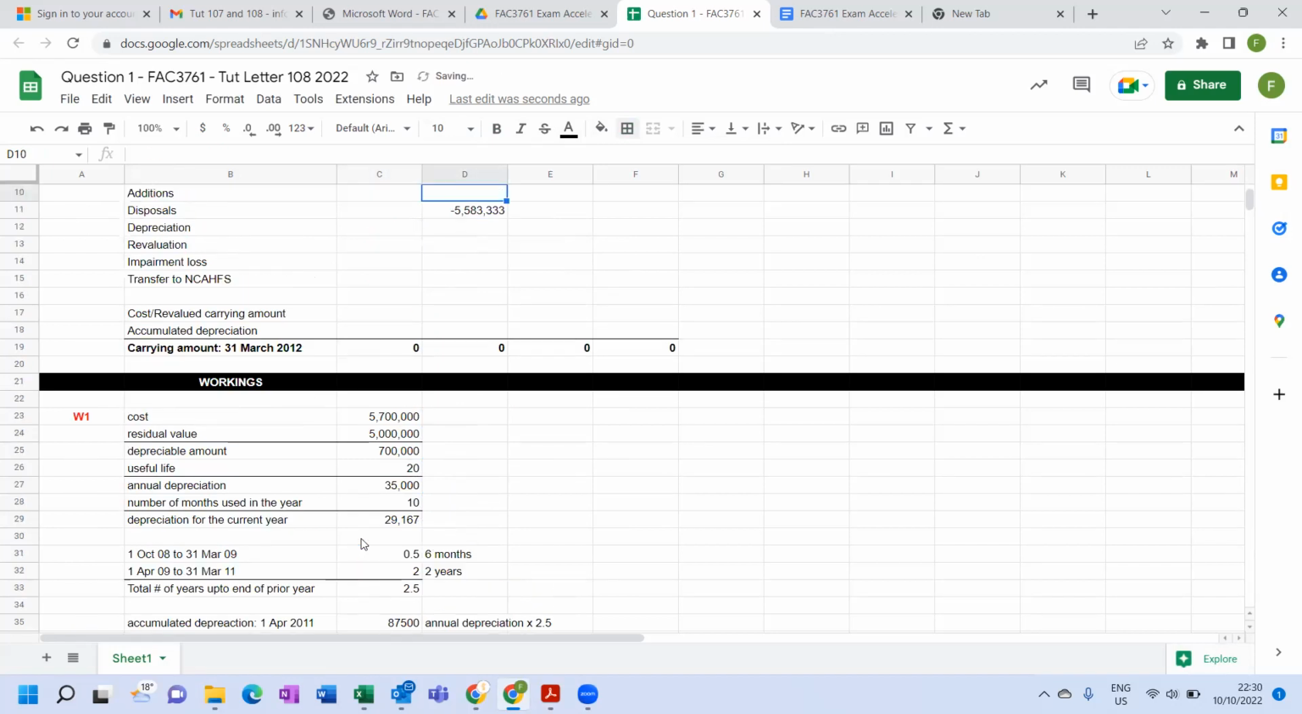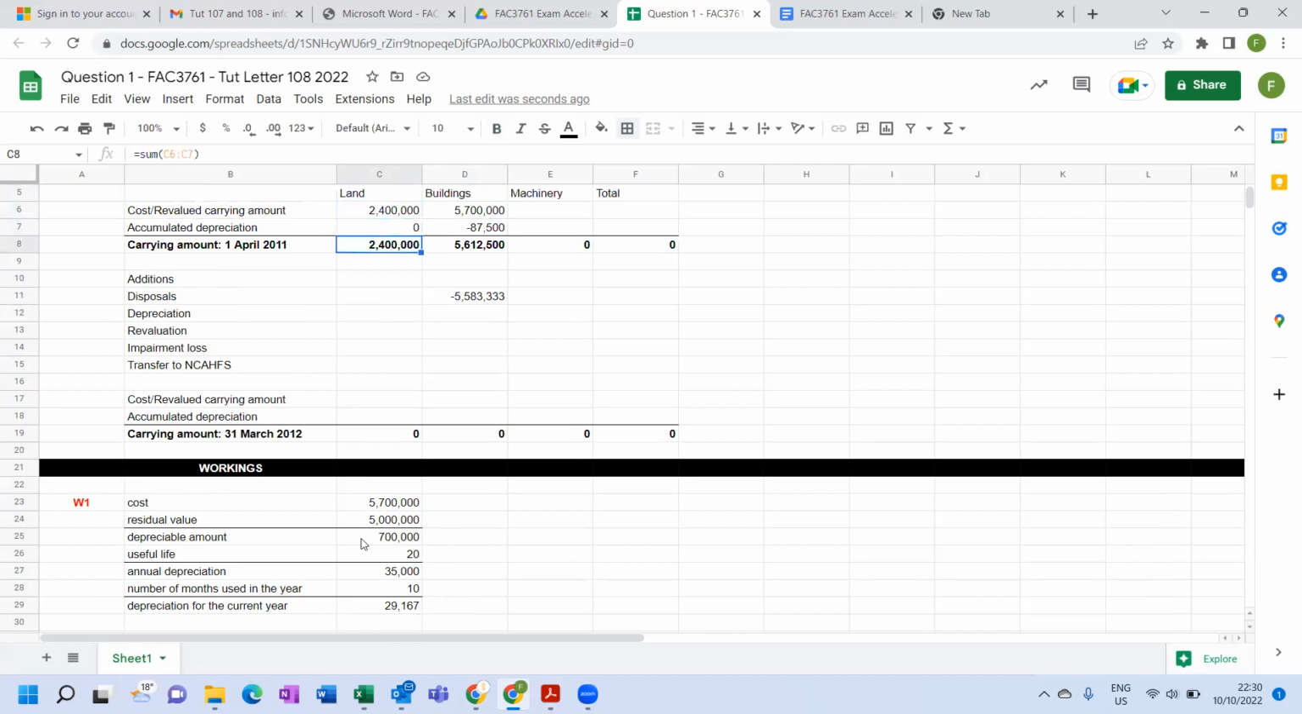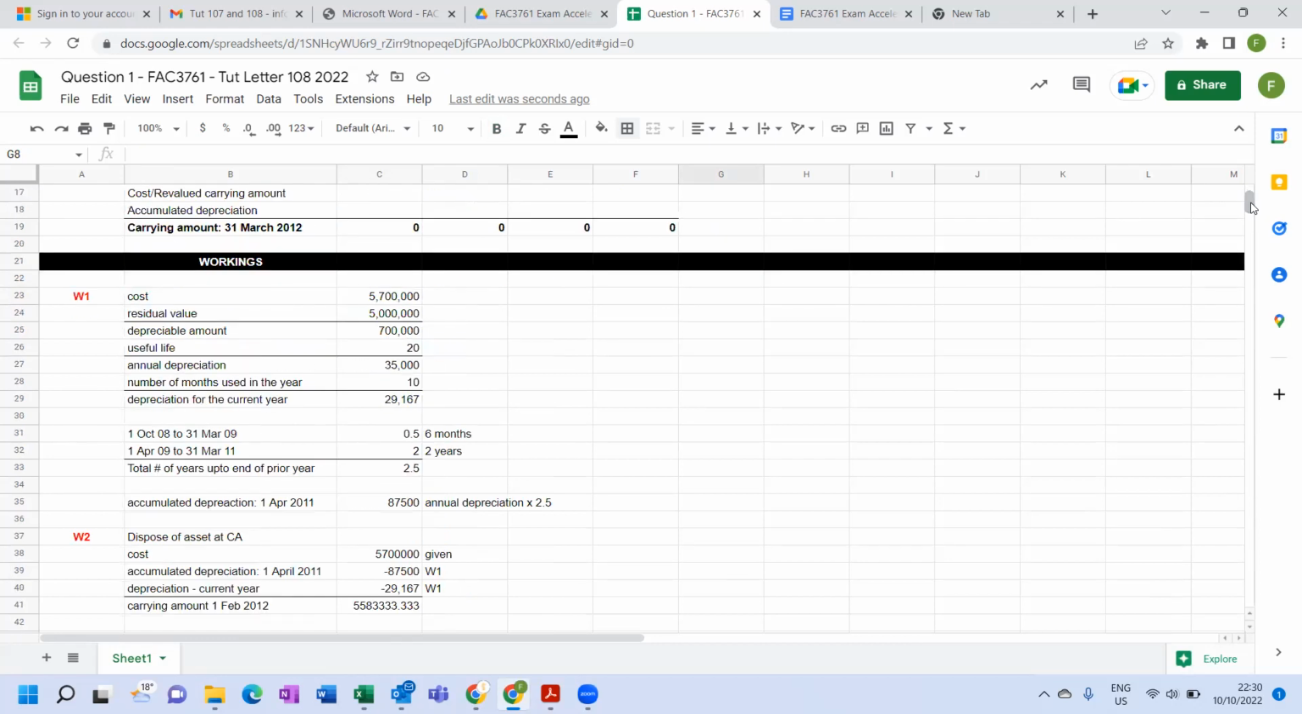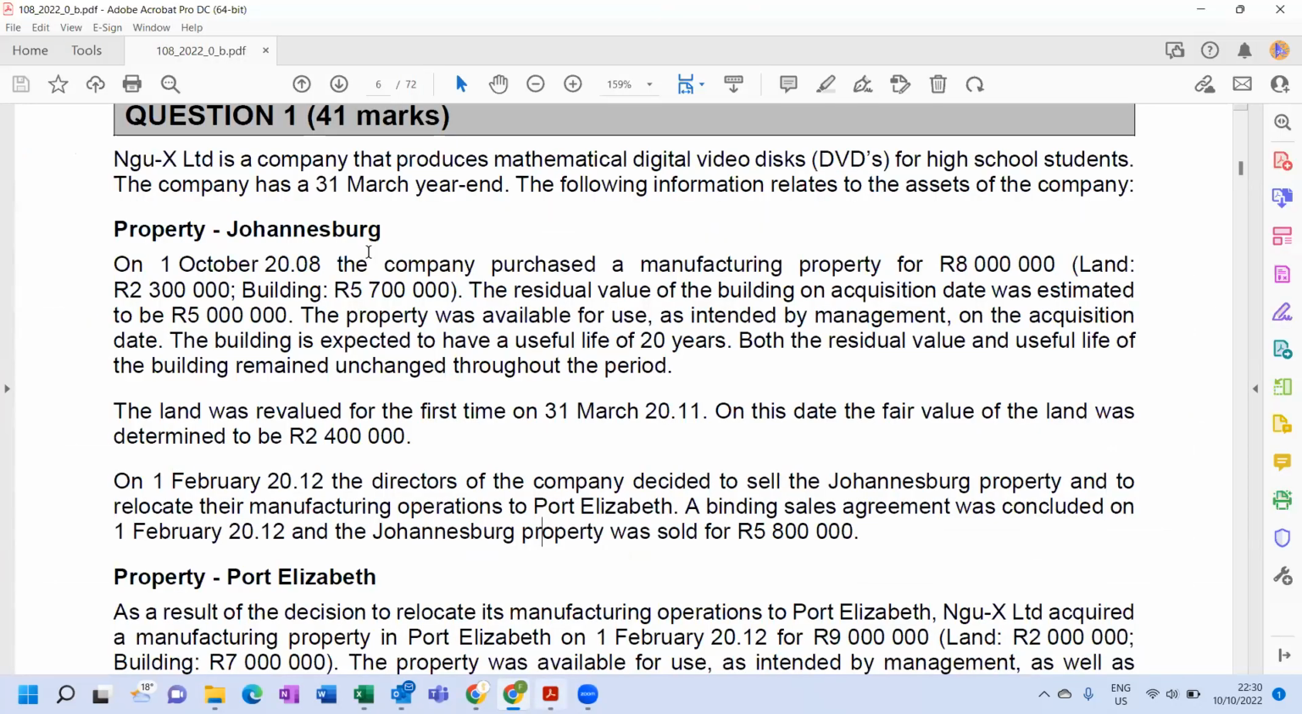Okay, for the land, it's easy. Carrying amount will equal the cost price or revalued amount. So that's going to be equal to 2.4. Okay, so that's very easy. So this year is going to be working 2. This year is going to be working 1. Okay, so that is basically it for this one.